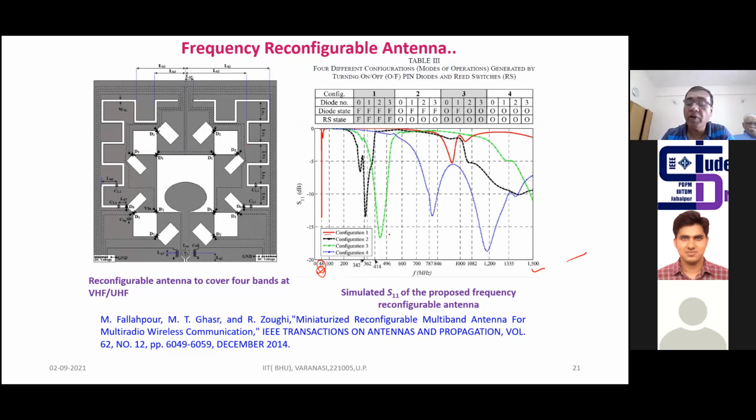Once you are designing a reconfigurable antenna, the bias lines are very challenging. We have to design the bias line very carefully. It should be very, very thin, because the bias line is an additional structure and will affect your radiation performance. It should not affect your radiation as well as the impedance characteristics. You should be very careful during this design.